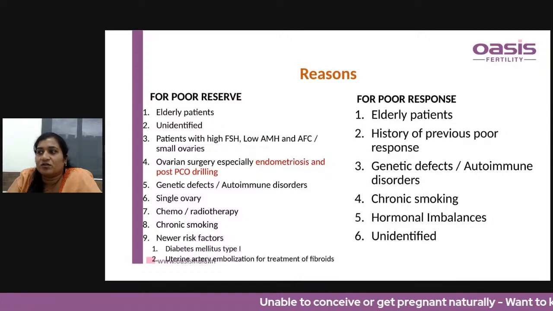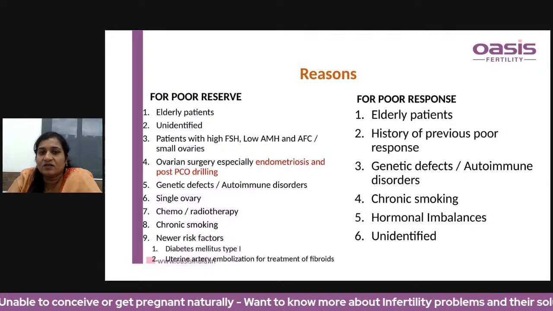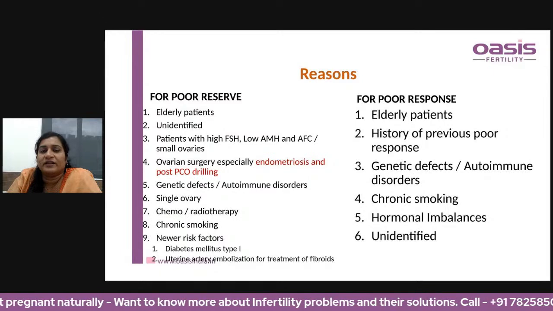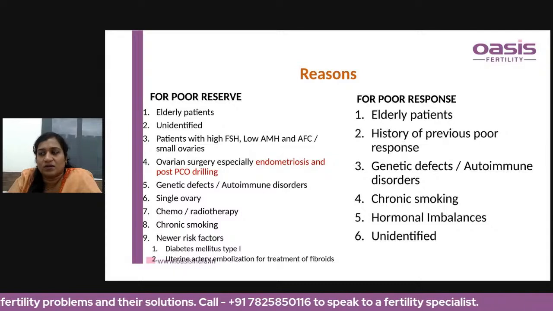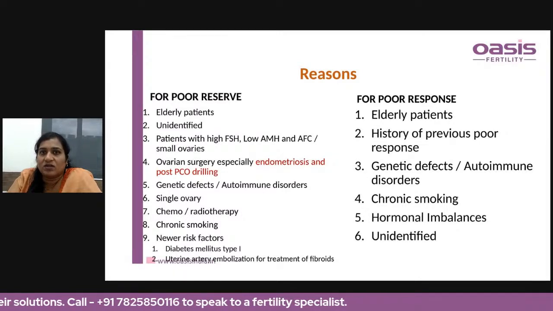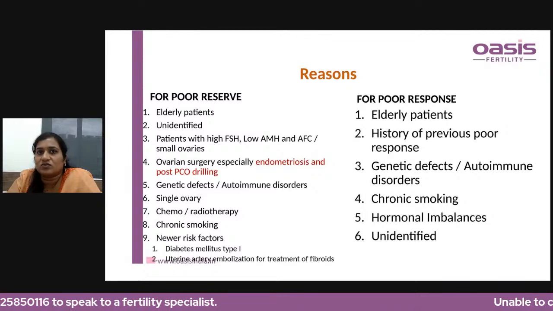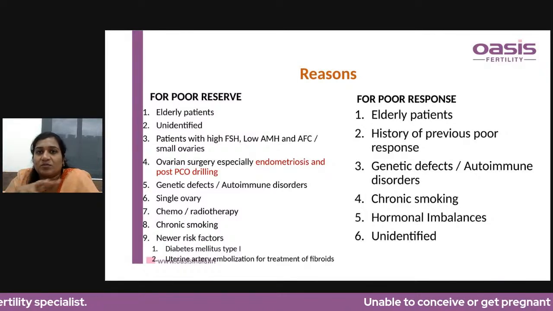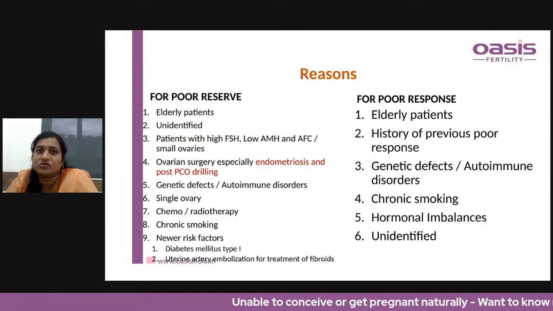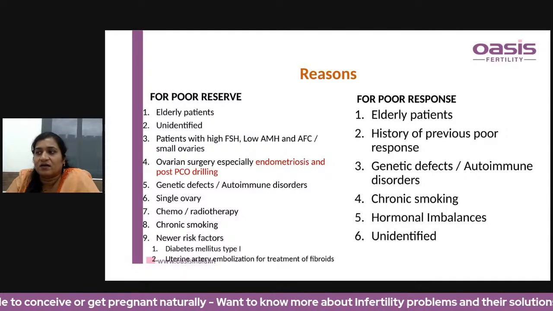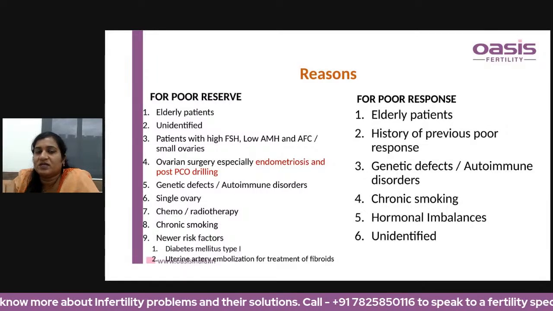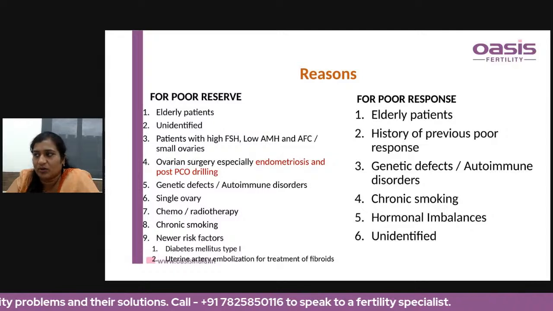Then there are some genetic defects and autoimmune diseases which can cause low ovarian reserve. And women with a single ovary, with the other ovary removed because of other surgeries like torsion of the ovary or a cancer of the ovary, anything of that sort, can have a decrease in ovarian reserve. Any chemotherapy or radiotherapy because of carcinomas of other organs, if the radiotherapy is given in the areas where the ovary is, that can also affect the ovarian reserve. Chronic smoking and other risk factors are type 2 diabetes, and another procedure which can cause problems is uterine artery embolization, which is done for fibroids.